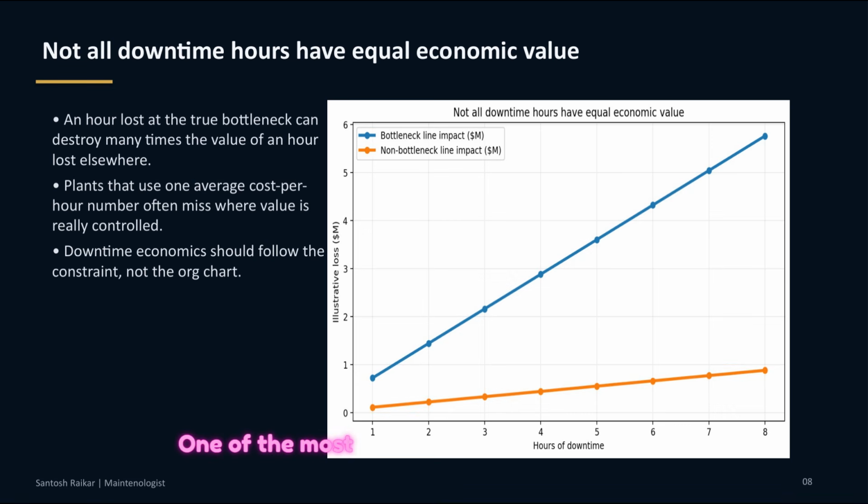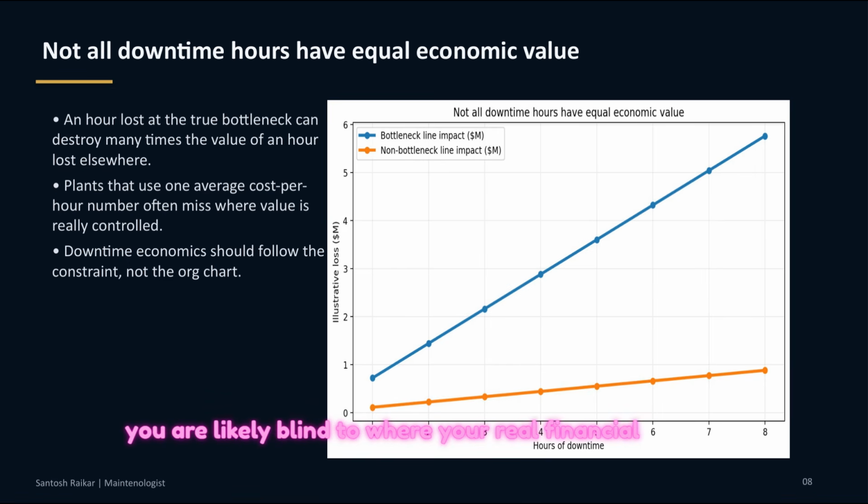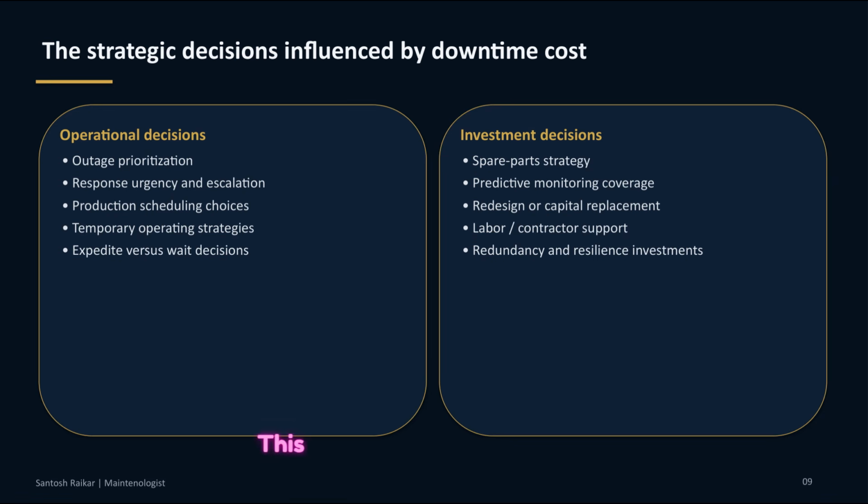One of the most important concepts to grasp is that not all hours are created equal. A loss at a true bottleneck can destroy significantly more value than a loss in a non-critical area. If your plant uses one average number for the whole facility, you're likely blind to where your real financial risks are concentrated. This accuracy isn't just for show, it drives vital decisions.